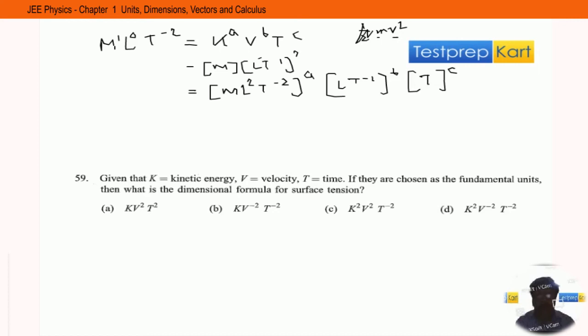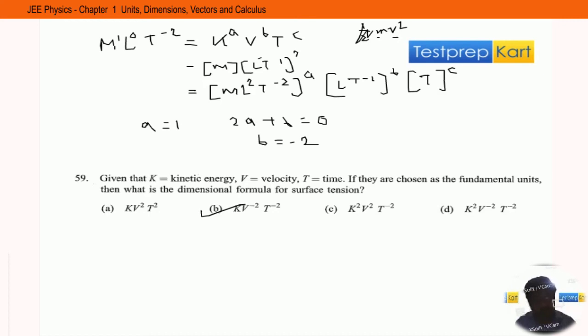Now in case of M, a is equal to 1. Now for L, 2a plus b is equal to 0. A is 1, so b is minus 2. So we get b as negative 2. So we get the answer. The b should be the answer. Let's check it out again.